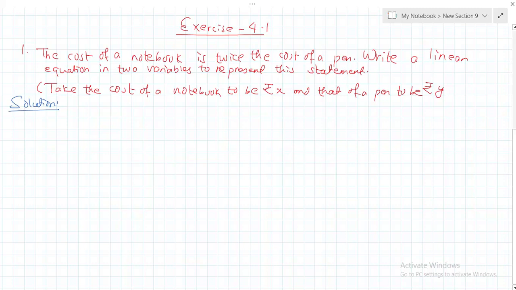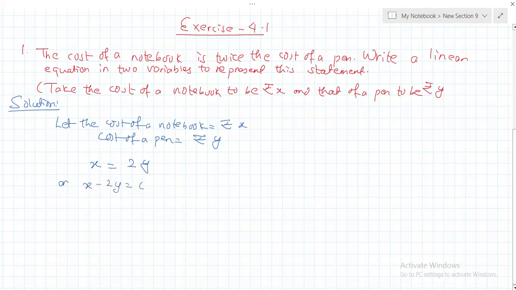So here we take: let the cost of the notebook be x and the cost of a pen be y. From this condition, the notebook price x is equal to twice, which means two times, the price of the pen y. So x equals 2y. Now we bring this to the left hand side, then it becomes x minus 2y equal to 0. So this is the required equation for this question. In this way we can do this question.